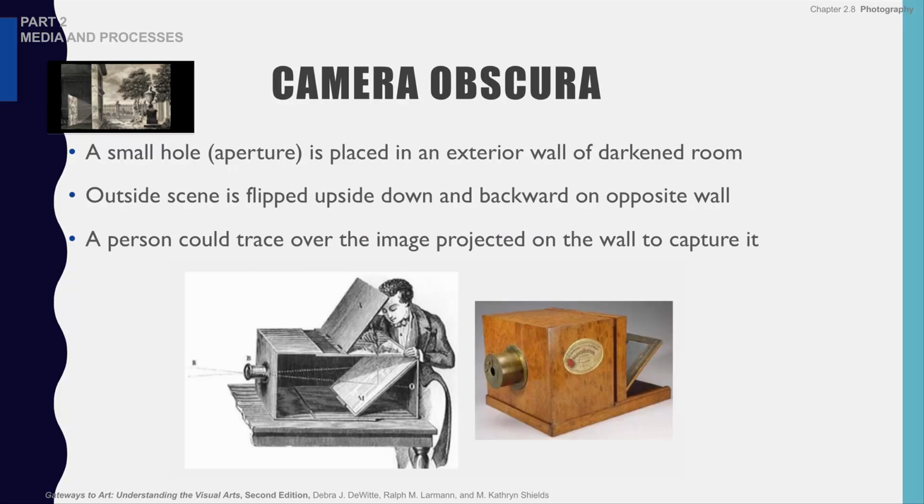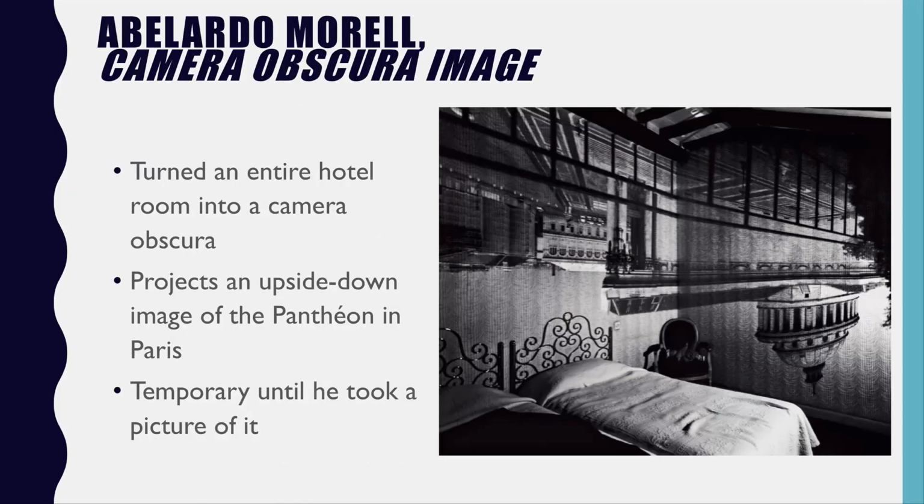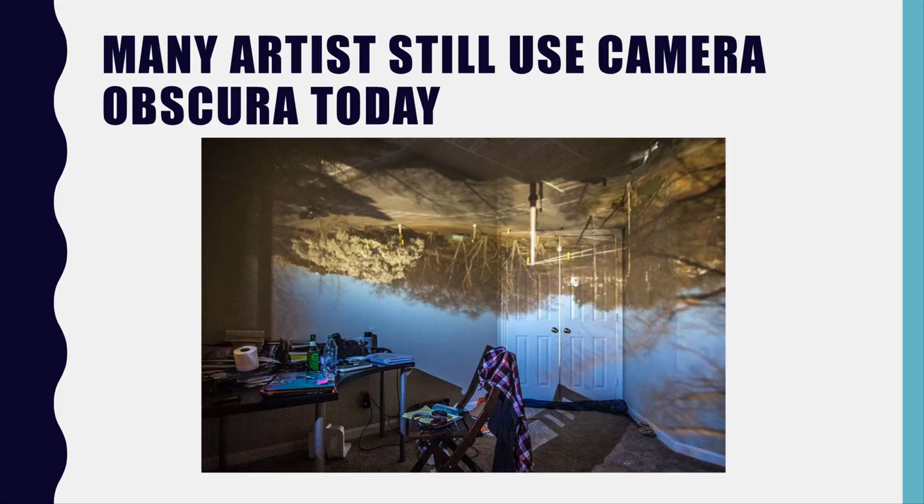So eventually they end up moving away from having a room and instead having a large box. And they put a mirror inside of it so it would create the image right side up, and the artist would still trace it. And here are some examples of artists that, even though we don't have to use camera obscura, they just want to.